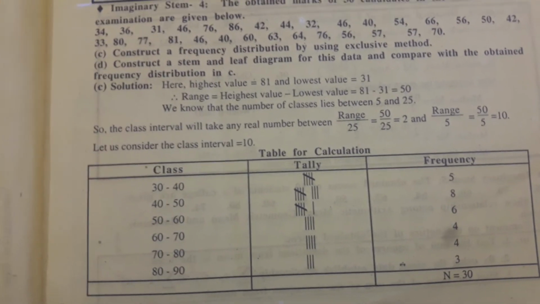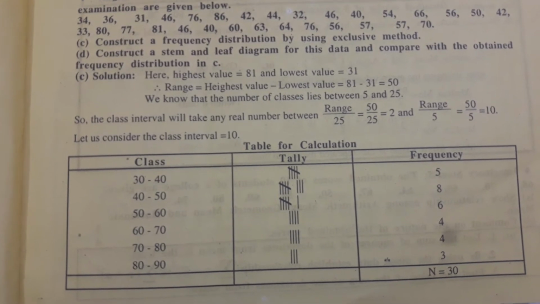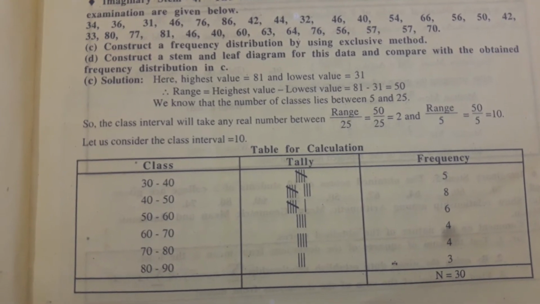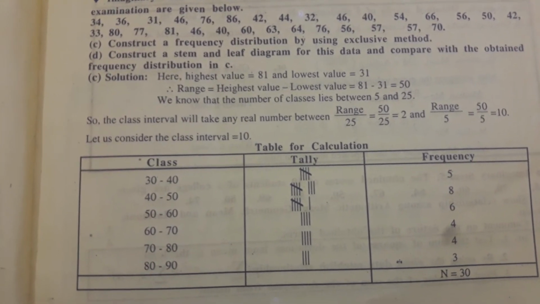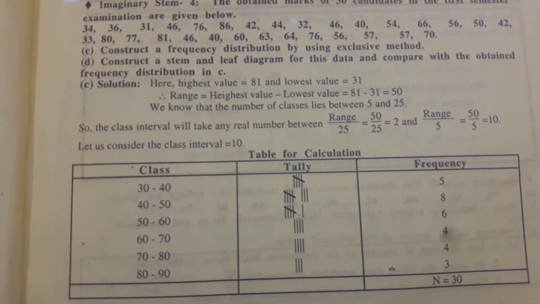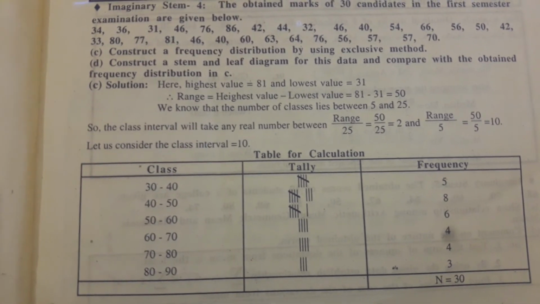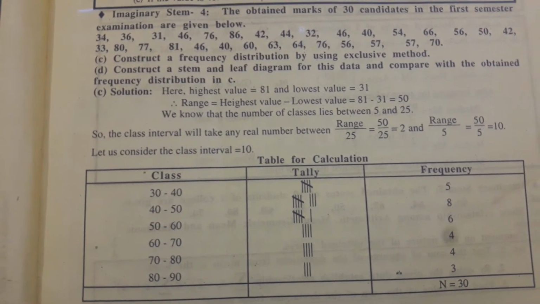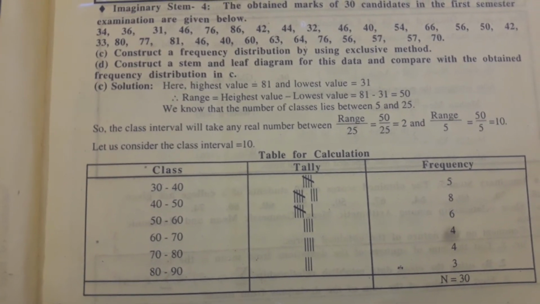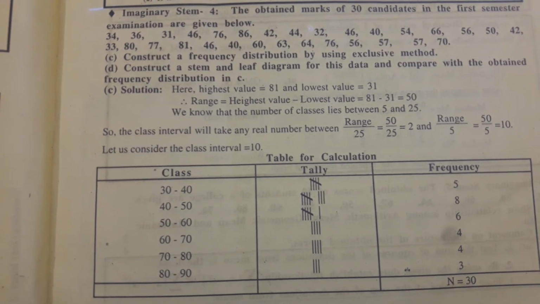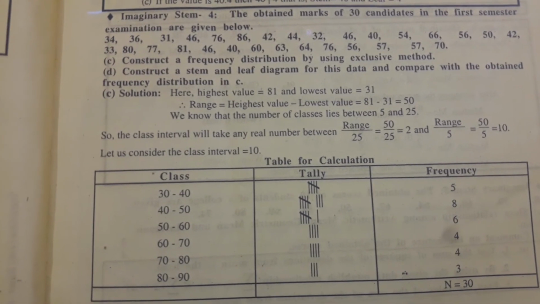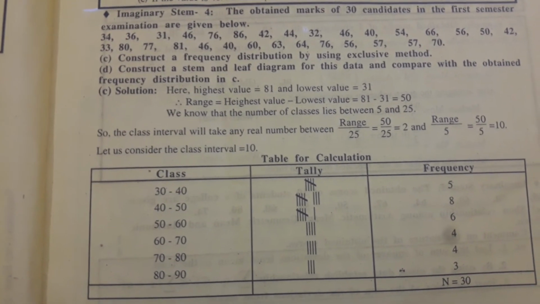Tally: 30 to 40, there are 5 values. Next, we indicate the tally with a cross. Number of tally equals frequency 5. In this way the frequencies for 40 to 50, 50 to 60, 60 to 70, 70 to 80 and 80 to 90 are found, total 30. So dear students, I hope that you have understood.